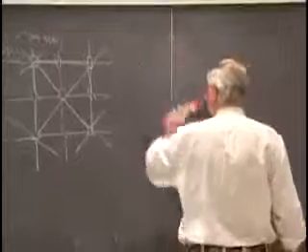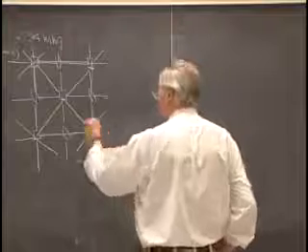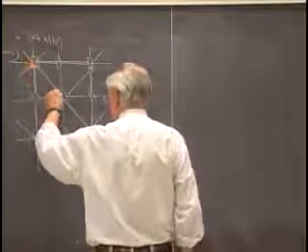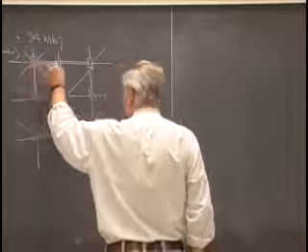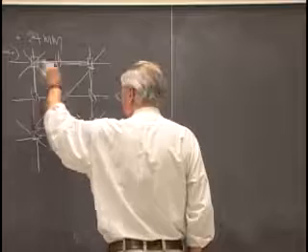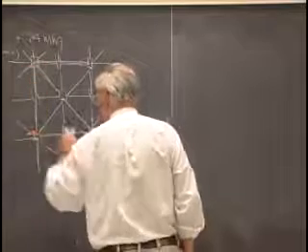Except that there is now one other combination that we have not considered. Here is a mirror plane, and now this mirror plane is diagonal to our translation T2. And here is a mirror plane, and that mirror plane is diagonal to our translation T1.